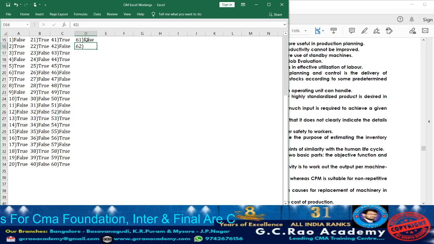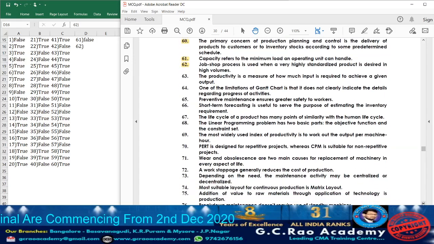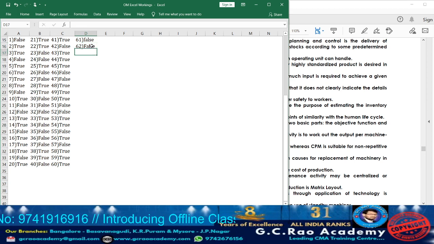Now moving on to statement 62. What they are telling: job shop process is used when a very highly standardized product is designed in high volumes. See, usually in a job shop process, whatever kind of job is performed differs from one job to another, and the volume under a job shop will be low. They are not going to produce high volumes; they are going to produce lesser volume. But they have given high volumes. So accordingly, statement 62, whatever they have given, again it is false.